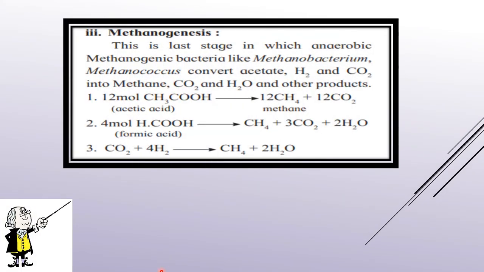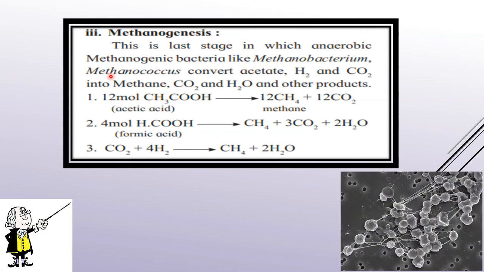Third step and the very important step is methanogenesis. Now what happens in this? It is the last stage in which the anaerobic bacteria, especially the methanogenic bacteria, because they produce methane, like Methanobacterium and Methanococcus, convert acetate, hydrogen and carbon dioxide that we got in the second step into methane.